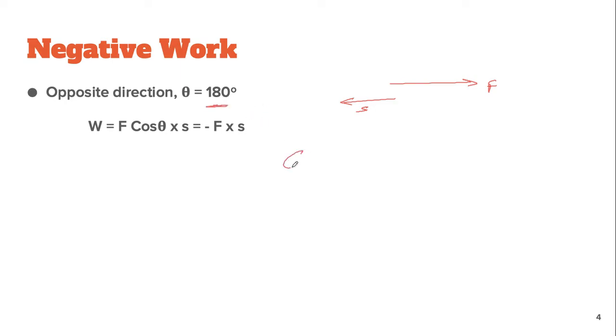We also know that cos 180 degree is nothing but minus 1. Now this leads us to an interesting result, where work done is negative of the product of magnitude of force and displacement. Clearly here the work done is negative. So we can say that when the force and displacement are in opposite direction, the work done is negative. See, work done can be negative also. Let's look at another scenario.